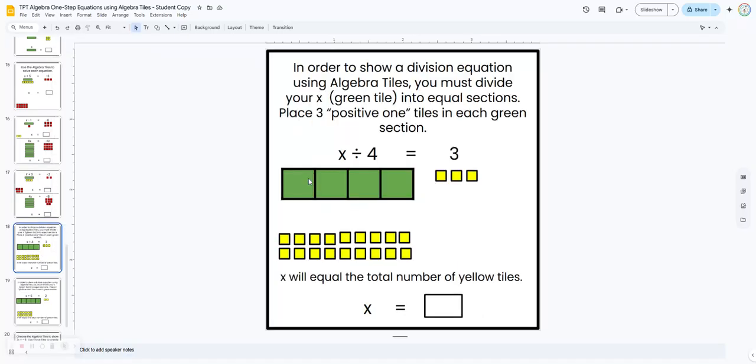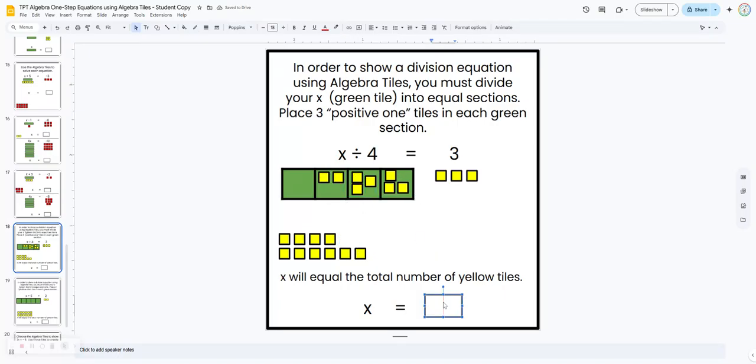Now when we get to slide 18, we're looking at division. So here we have x divided by 4. So you can see this large green piece is just a larger version of that x tile. So we're going to divide it into 4 equal groups. Because it equals 3, we're going to place 3 yellow tiles in each of the 4 sections. And when they're done doing that, they're going to get their answer by counting the total yellow pieces. So they're going to end up with 3, 6, 9, 12. The answer is 12. They just count up all the yellow pieces that are inside that x piece.